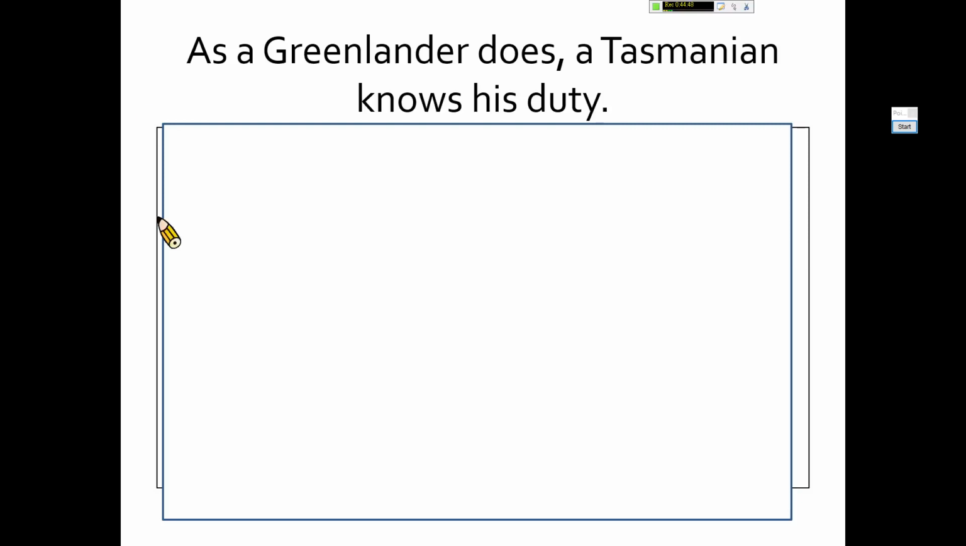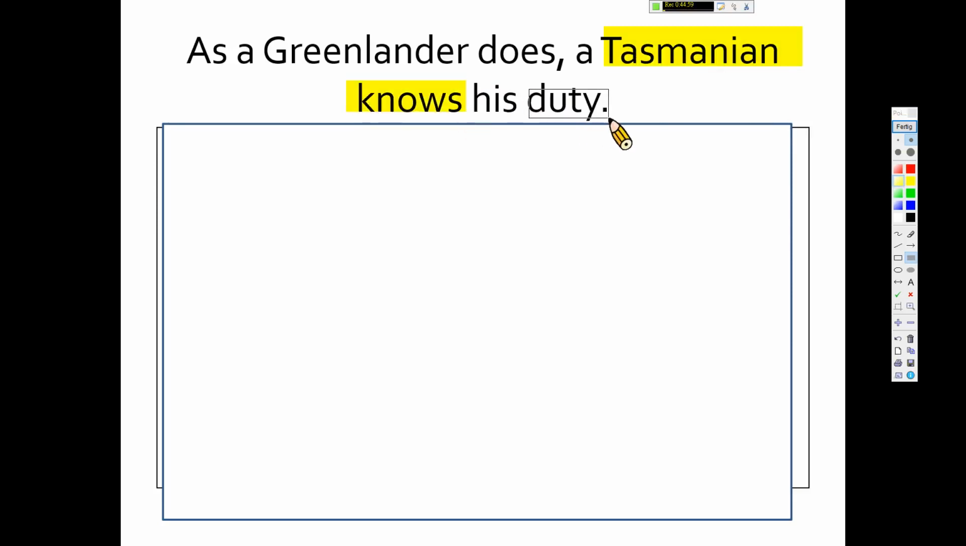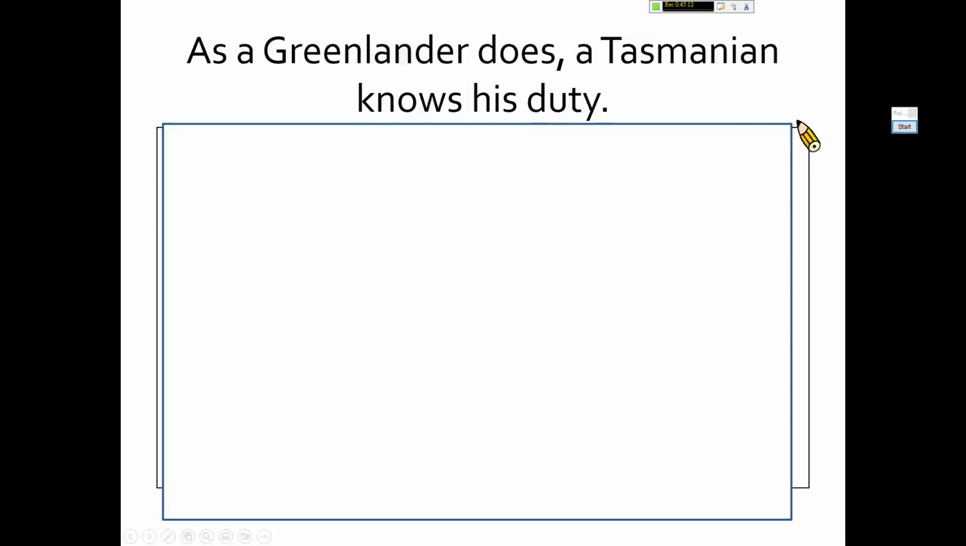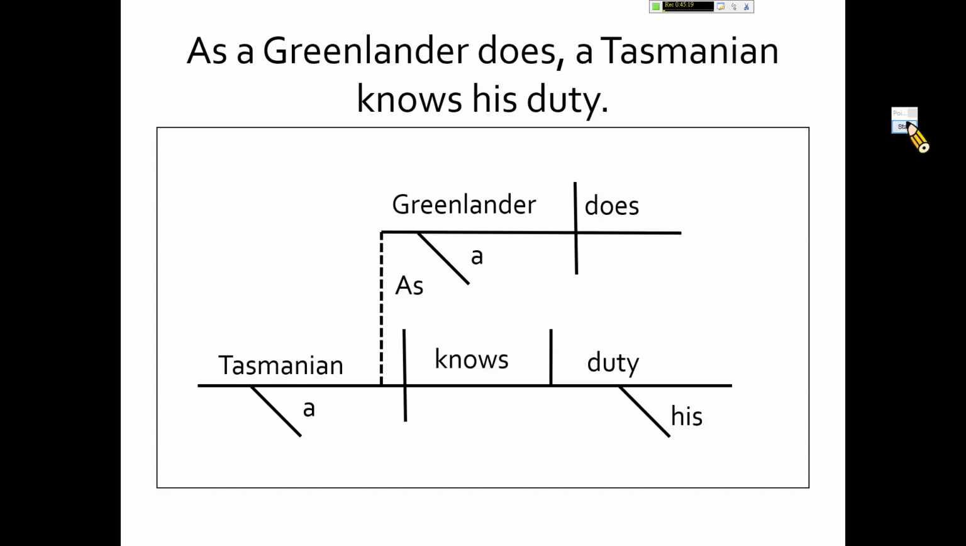Okay, so as a Greenlander does, a Tasmanian knows his duty. So we know the primary structure for this one is Tasmanian knows duty, right? But we have a subordinate conjunction lead clause here. A Greenlander does. So this kind of construction, how can we draw? So here is the answer for this one. A little bit tricky, but still the same logic.